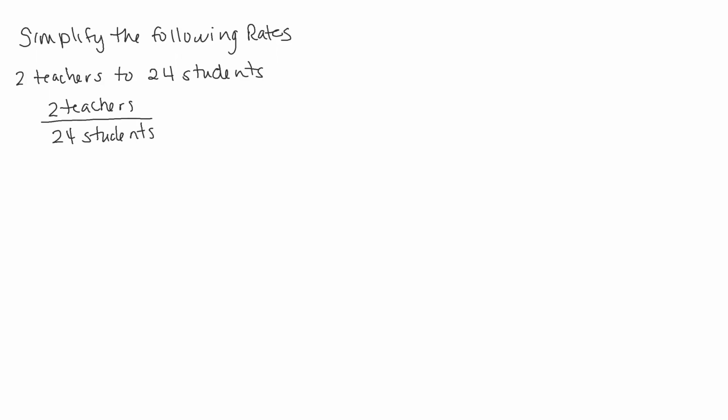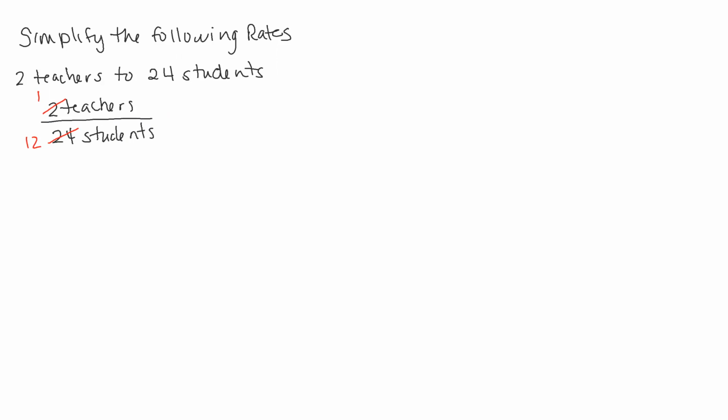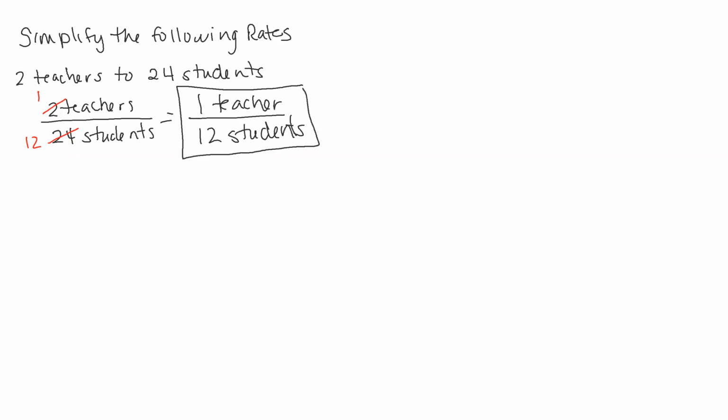So 2 and 24 have a 2 in common. 2 divided by itself is 1. 24 divided by 2 is 12. So our final answer would be that there's one teacher. Whoops, go back to the darker ink that's easier to see. Our final answer is that there's one teacher for every 12 students. Those units absolutely must be in your final answer. If you wrote this as just plain old 1 to 12 or 1 over 12, it wouldn't be exactly correct.